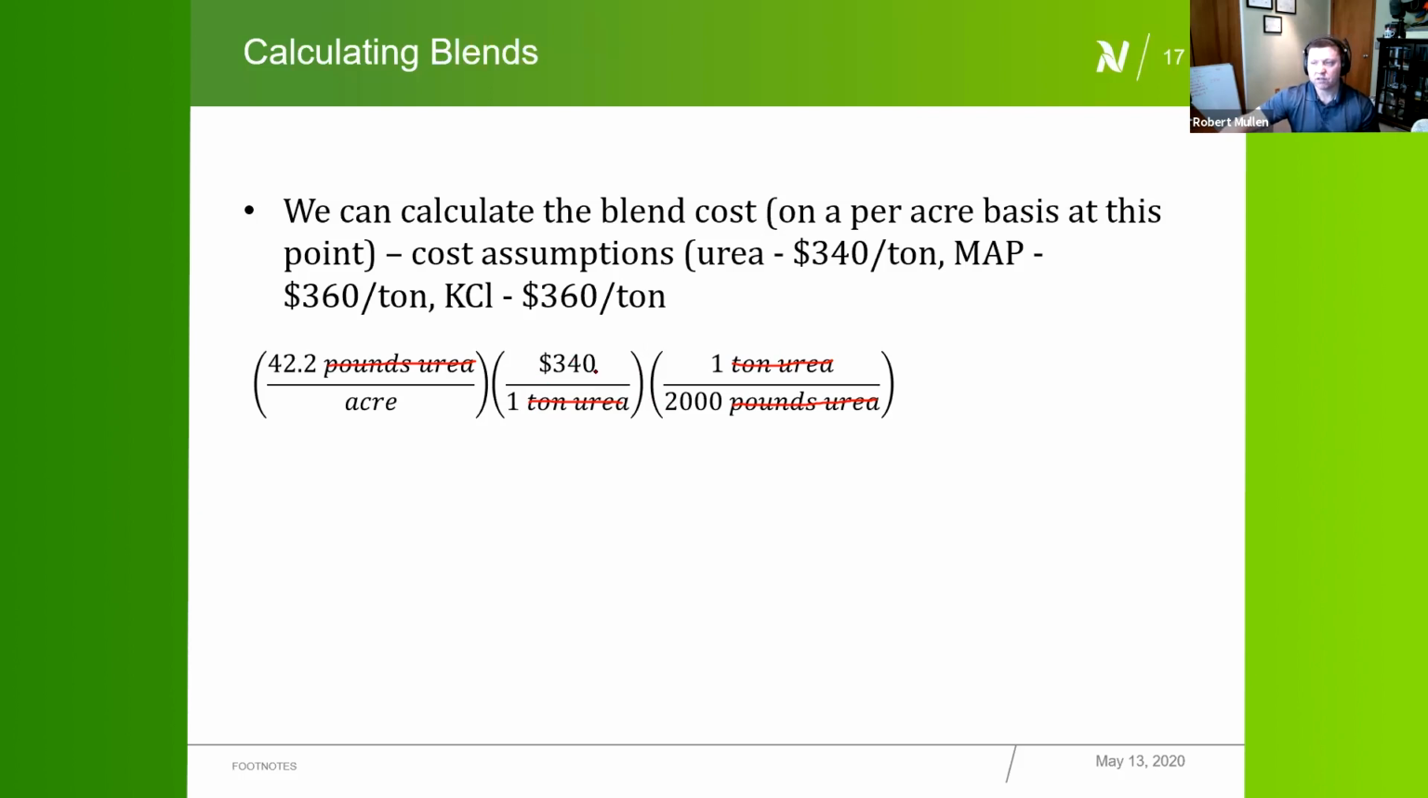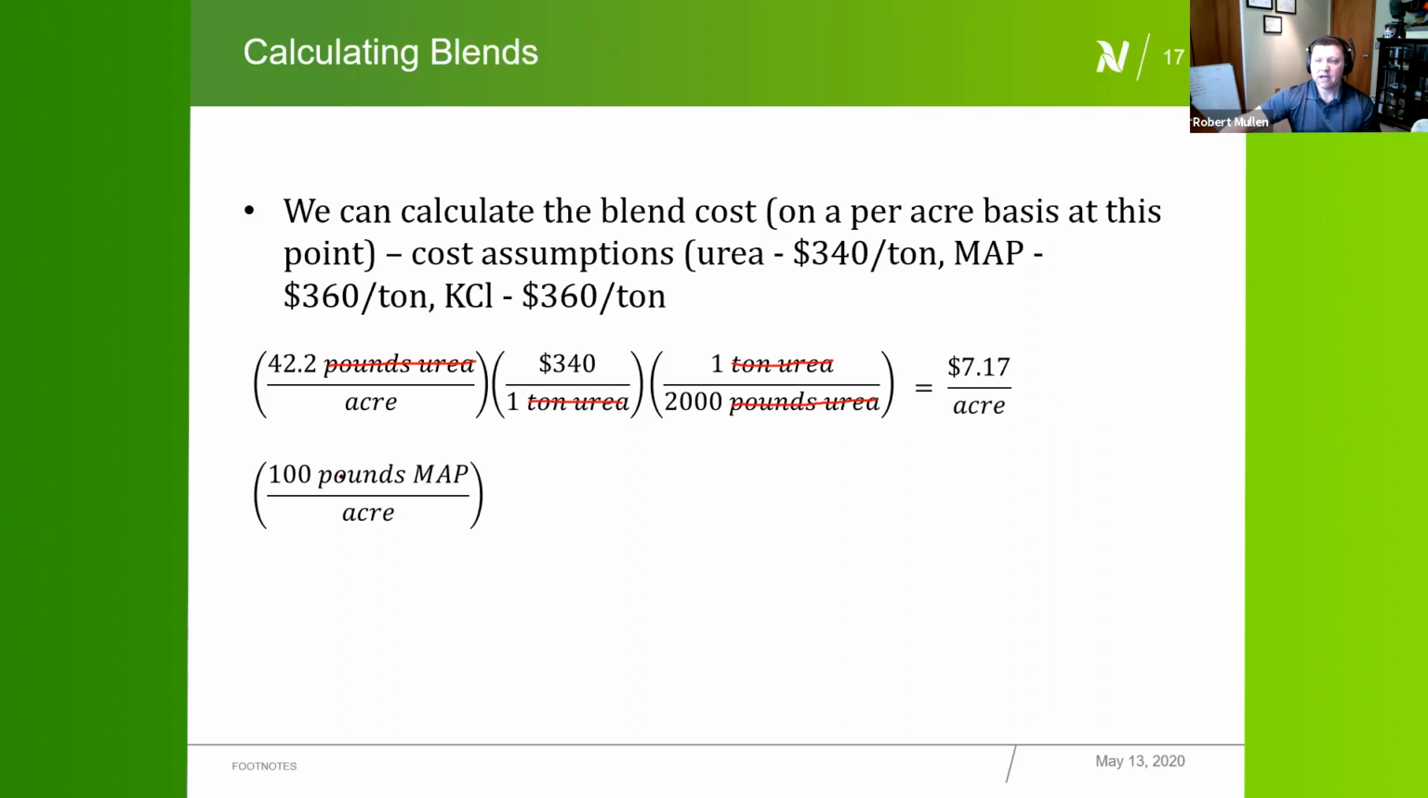42.2 multiplied by 340 divided by 2,000. It's $7.17 per acre to achieve that 30-pound. Again, considering the MAP as well. This is just my urea cost on a per acre basis.